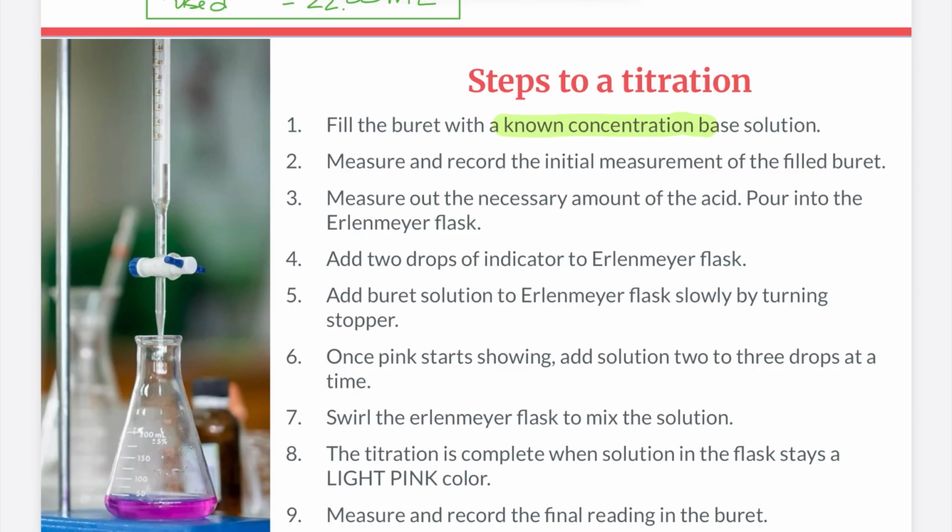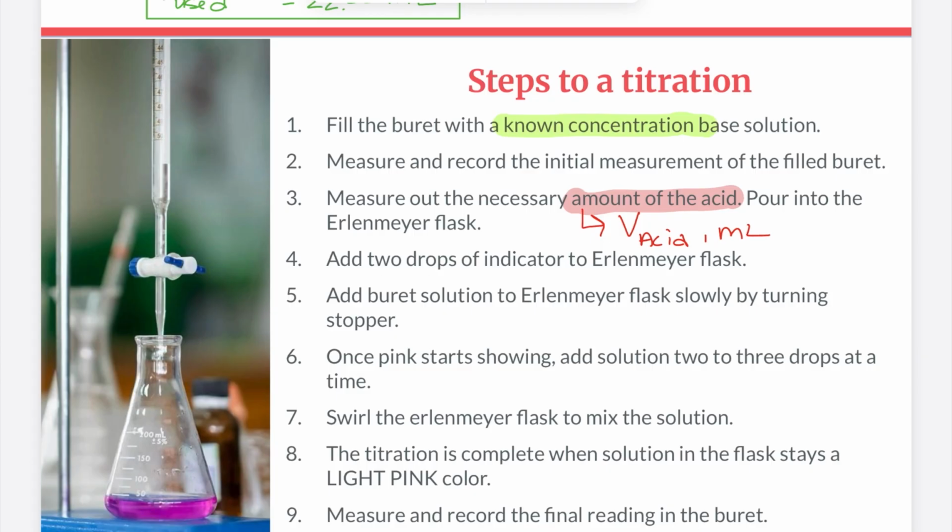And so we're going to measure out how much acid we have in milliliters. You're going to measure the volume of the acid in milliliters, and you're going to want to record that. Then that goes into your Erlenmeyer flask. We add 2 drops of indicator to our Erlenmeyer flask. That's often phenolphthalein. There are other indicators, but we use phenolphthalein most often, and so that is going to have that pink color.